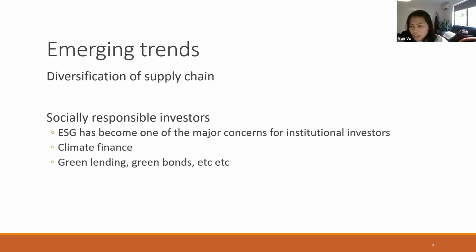Climate finance relates to issues such as carbon emission and carbon trading. And finally, green lending or green bonds are financial products related to projects for, say, for example, clean energies. So these are the new developments in the financial sector that I think are important for you to understand.